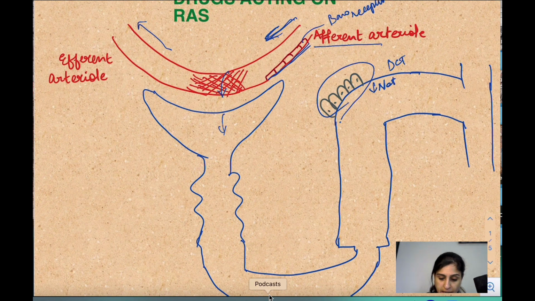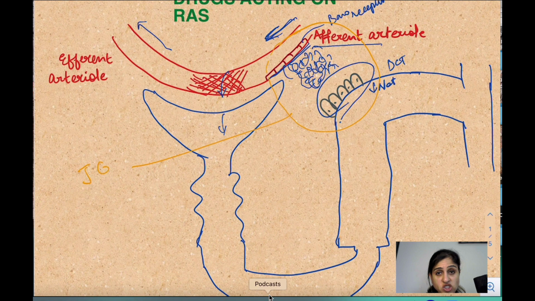Okay? So now, because I've shown it a little distant, I've shown more distance between these afferent arteriole and DCT, but actually they are present in close proximity, and in between there are so many other mesangial cells and other cells present, right? And JG cells are present here, right? And this whole combination, this whole system, is called the JG apparatus, juxtaglomerular apparatus, which comprises so many different types of cells.